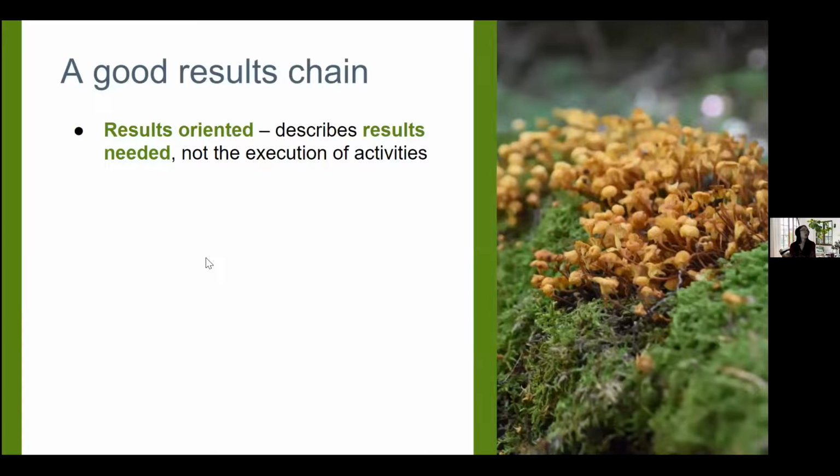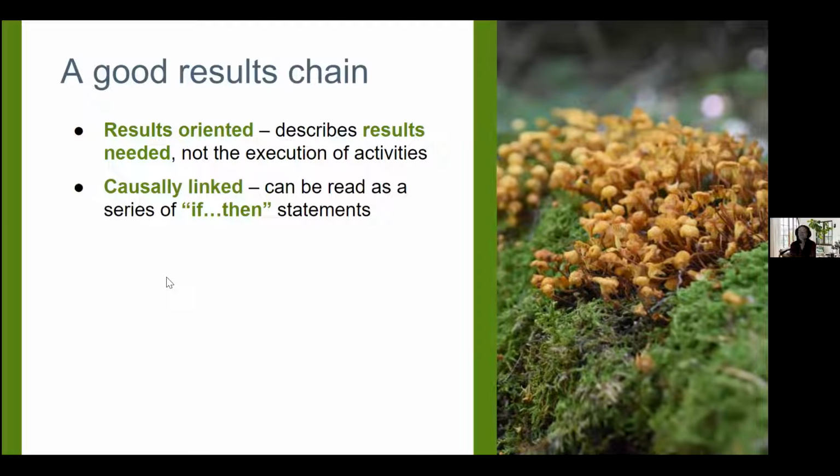So a good results chain is results oriented. We are not creating an implementation chain. We are not creating a chain where we say we're doing this, this, this, this, and that's what we're linking together. We're creating a chain where we are assuming what will happen depending on the actions we take. We can add those actions in, but we want to think results oriented.